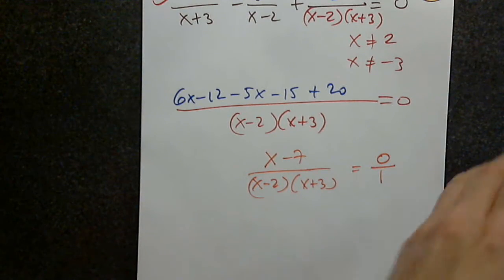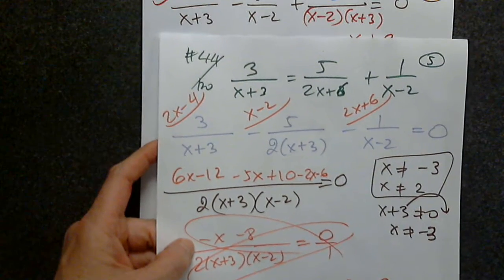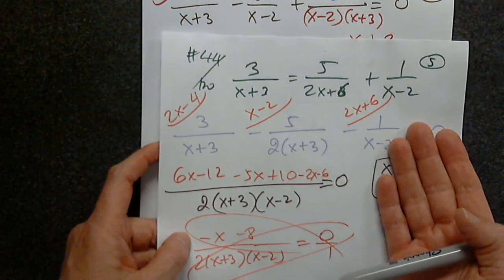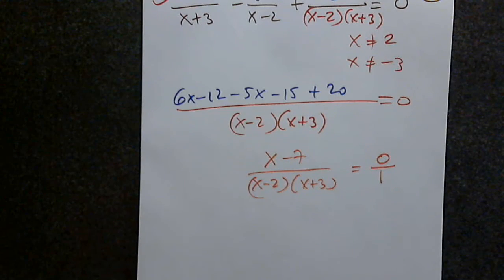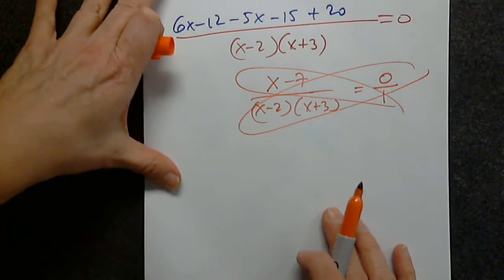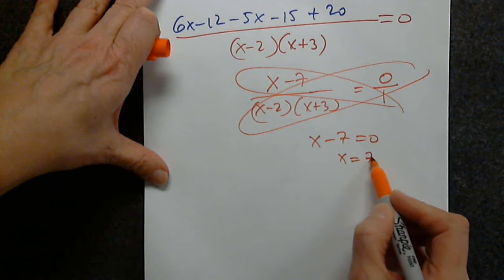So here's a question for you. How come that I didn't cross multiply from the very beginning? Because it's not a proportion. It has 3 fractions. A proportion cannot have 3 fractions. Good. So now we are cross multiplying, and we have x minus 7 equals 0, which means x equals 7.